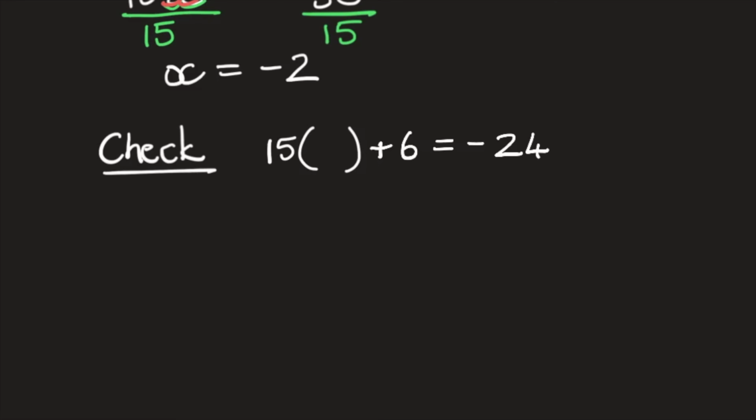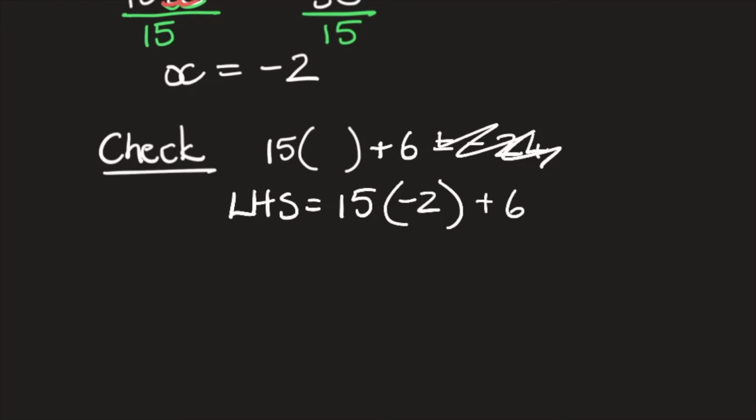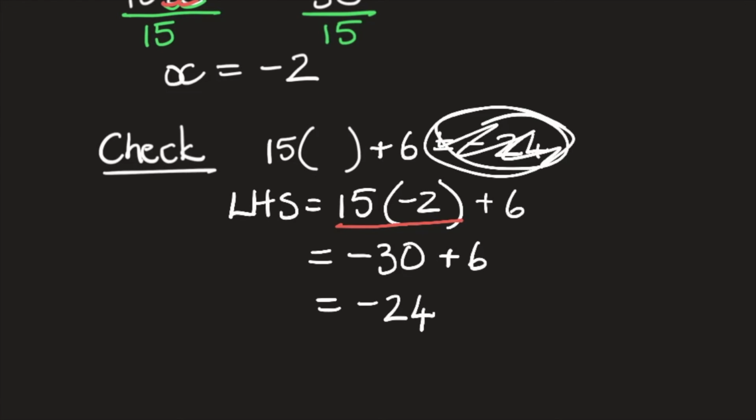So here's what we do. We're going to check the value of the left-hand side. The left-hand side was 15 times -2 plus 6. And that's going to be -30. Why? Because 15 times -2 is -30. We're going to add the 6, and that'll give us an answer of -24. Over here, we knew that we were looking for -24. So this means it is equal to the right-hand side, and that's how we know that our solution for x is absolutely 100% correct.